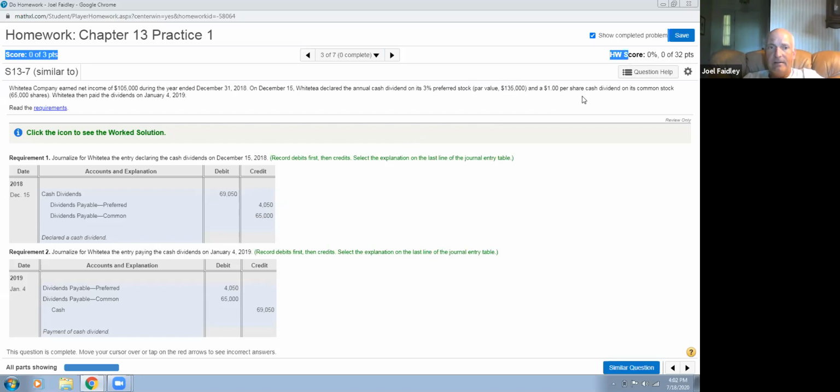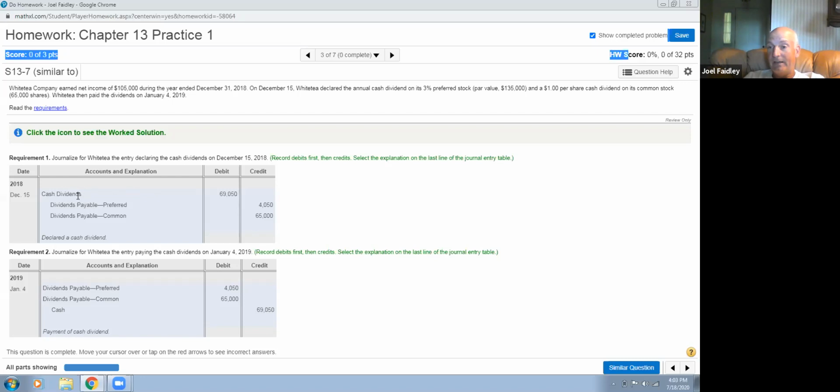Dollar per share cash dividend on its common. Common is usually stated at how much per share is the dividend for common. So there's 65,000, and both those are dividends payable, preferred, and common. Cash dividends, you think, what kind of an account is that? Used to use retained earnings for that. Cash dividends is just another way to isolate retained earnings. So that is an equity account. You are reducing retained earnings when you put cash dividends there.